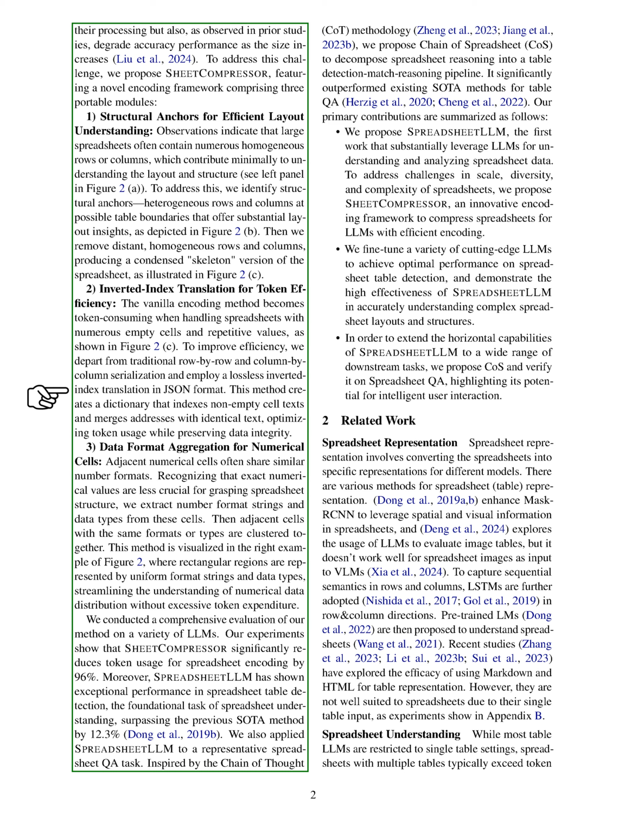Our evaluation shows that SHEETCOMPRESSOR reduces token usage by 96% and improves spreadsheet table detection by 12.3% compared to previous methods. We also introduce Chain of Spreadsheet (CoS) for spreadsheet QA tasks, outperforming existing methods. Our contributions include proposing SPREADSHEETLLM to enhance LLMs for spreadsheet analysis, introducing SHEETCOMPRESSOR for efficient encoding, and demonstrating the effectiveness of CoS for intelligent user interaction.